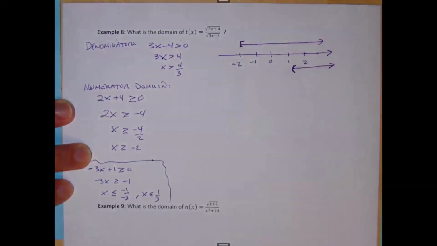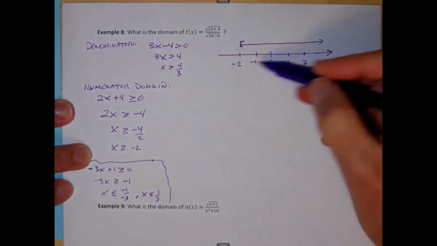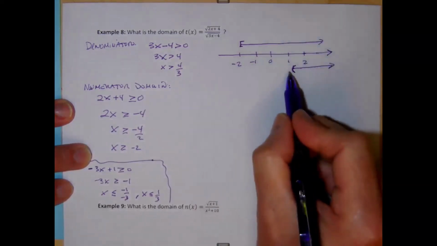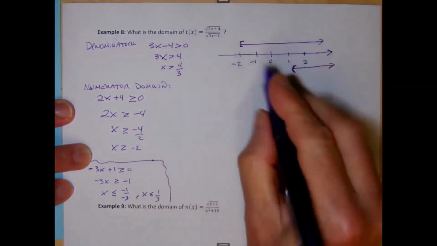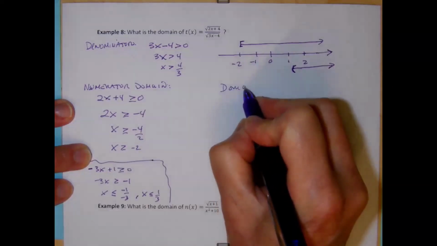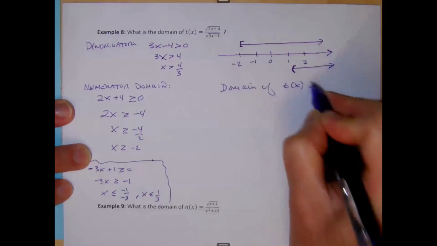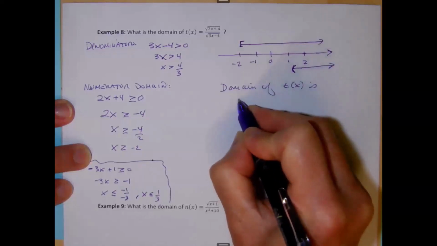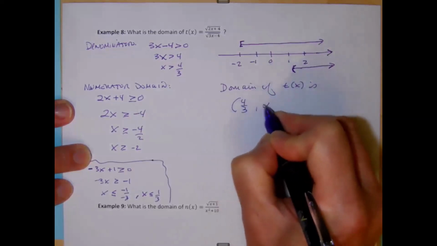So what is common to both? Well, what's common to both is what I drew here for the denominator. That's common to both. Otherwise, this is no good. This area right here between -2 and 1 1/3, no good. So the domain is what's common to both. So the domain of t of x is, again, using interval notation, starting at 4/3 but not including 4/3, and going to infinity.